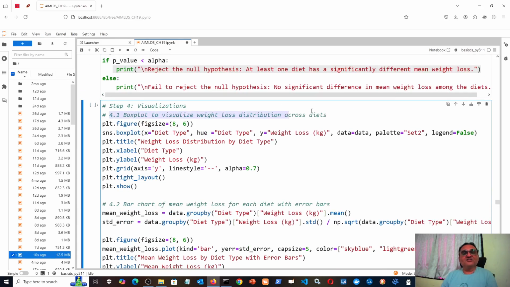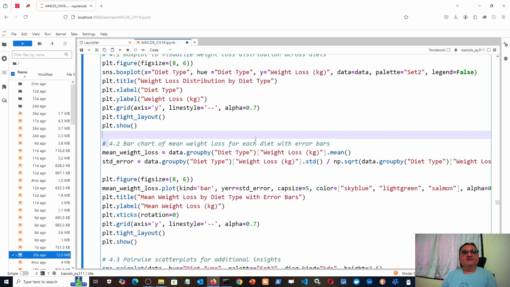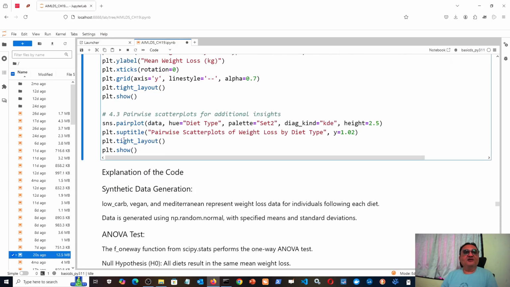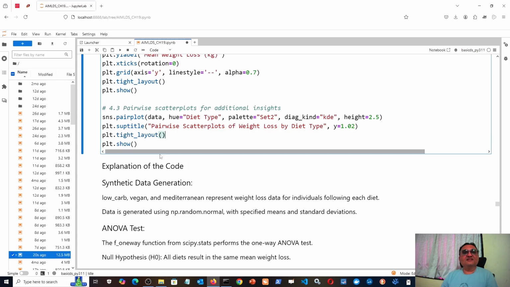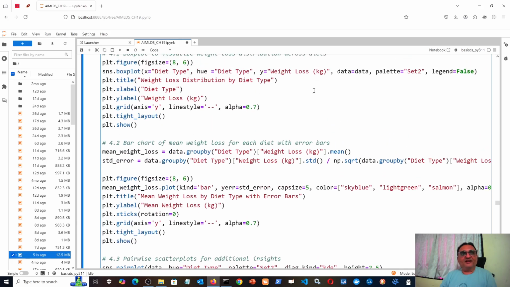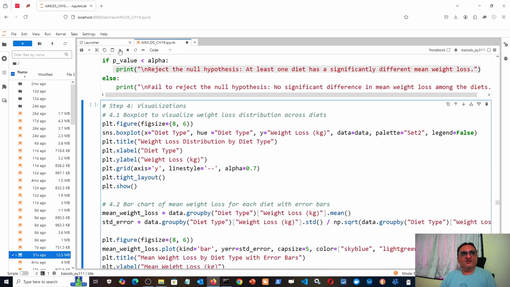So here, as usual, we plot one box plot, one bar chart for mean weight loss, and one pairwise scatter plot for additional insight. This pairwise scatter plot is just like what we used to do in a scatter matrix, that is, pair plots. If you remember, if you plot a pair plot of a variable with itself, it gives a histogram, and the rest are scatter plots, right? So this kind of plot will be obtained. Let me show you, and if you are confused, the confusion will be removed.